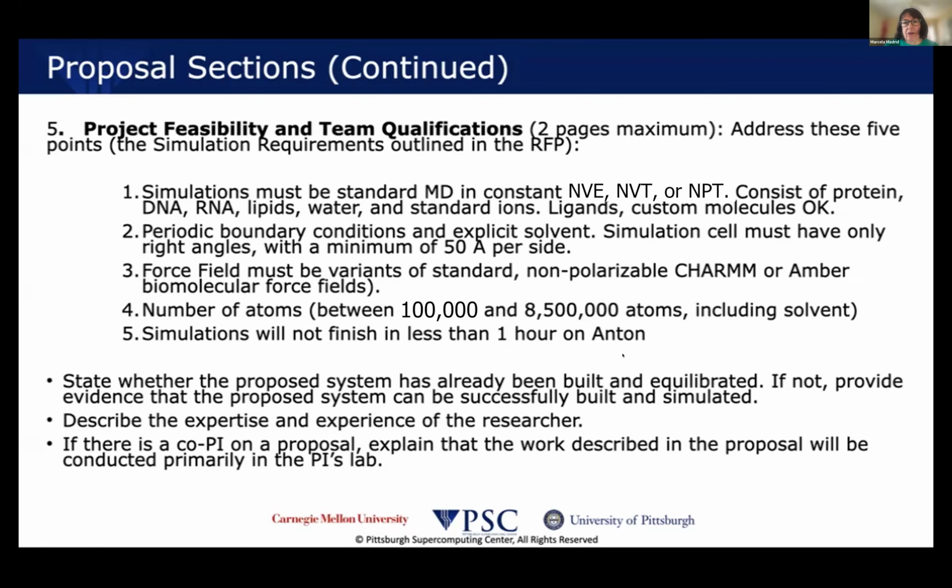And the simulation should be long enough that it will not finish in 1 hour on Anton, because that would be too small of a simulation for the effort that you will put into running on Anton. State whether the proposed system has already been built and equilibrated, and if not, provide evidence that it can be successfully built and simulated. Describe the expertise and experience of the researcher, and as I mentioned before, if there is a co-PI on a proposal, explain that the work described in the proposal will be conducted primarily in the PI's lab.